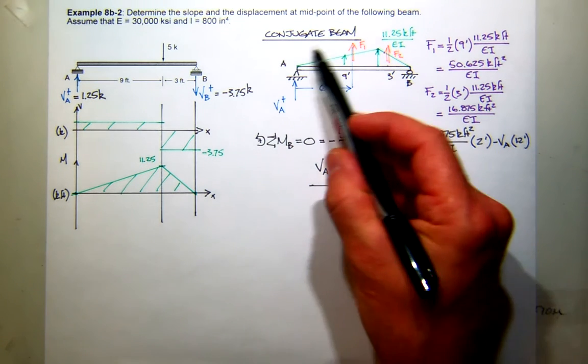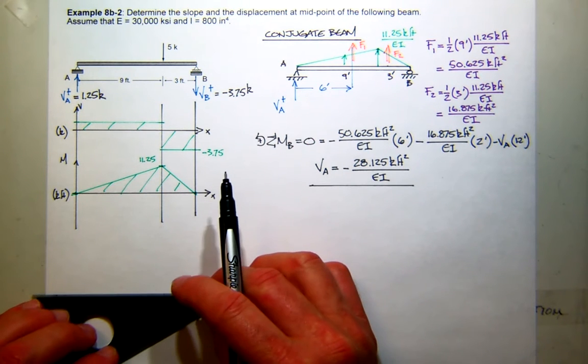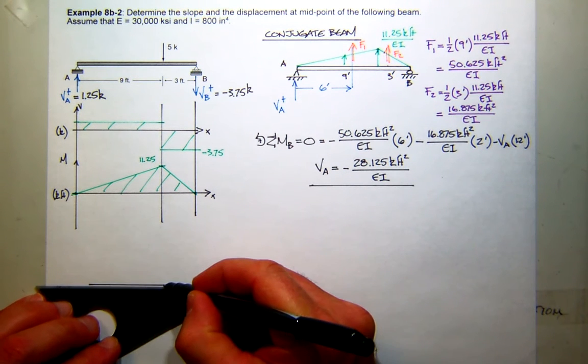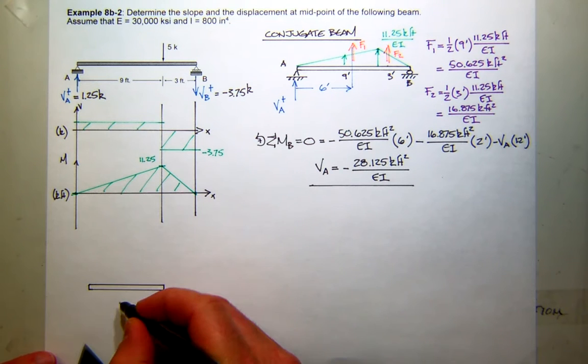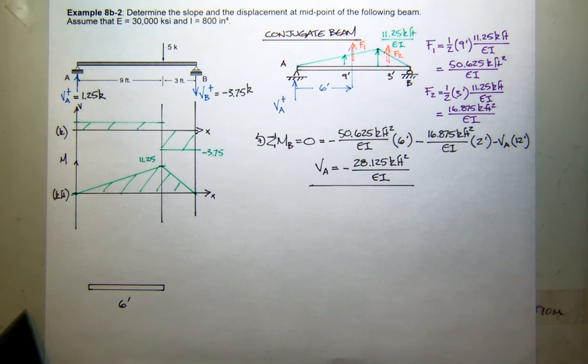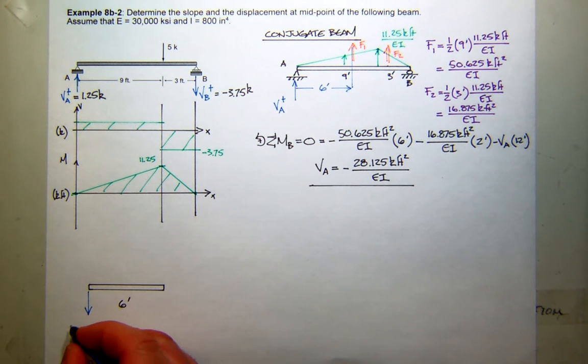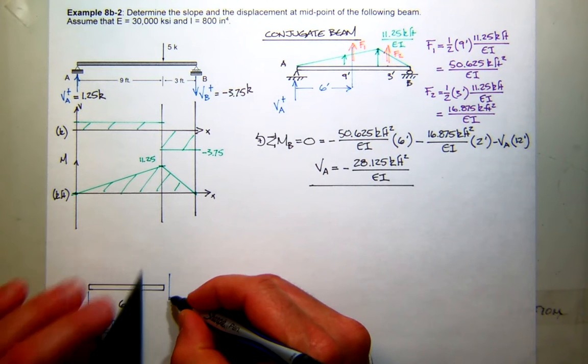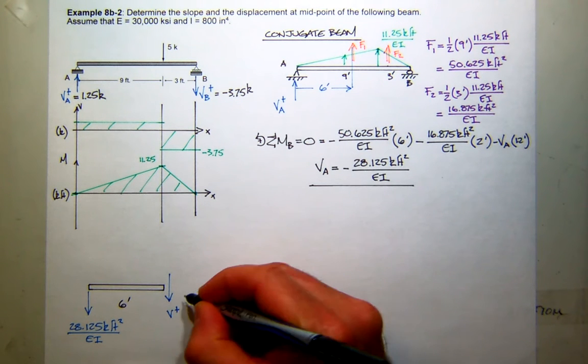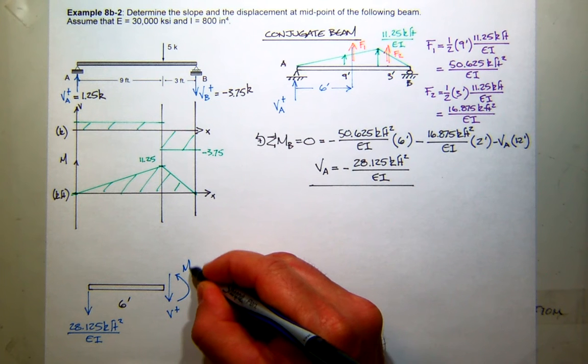All right, so now I'm going to draw this free body diagram here. I'm going to draw it down here in the bottom. So what I have is my beam. It's 6 feet long. I've got my reaction, which is actually down, and that's equal to 28.125 kip feet squared over EI. Okay. I've got my internal shear at the cut. There's the positive of that, and I've got my internal bending moment at the cut.